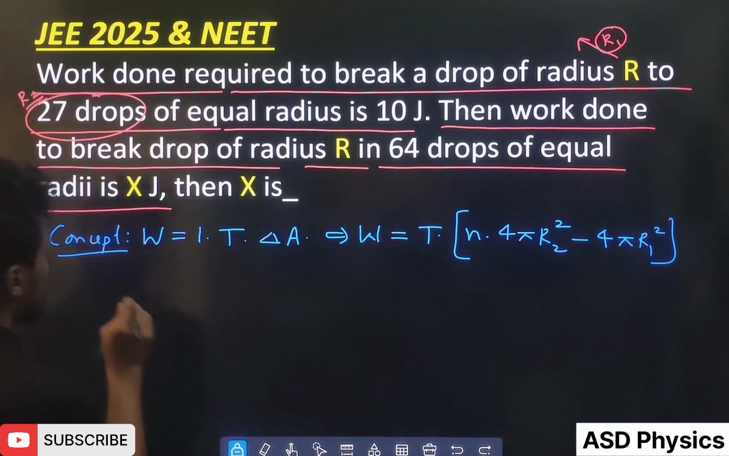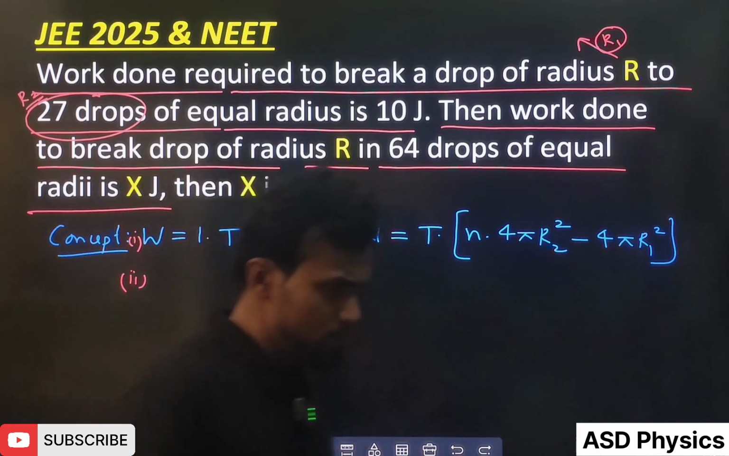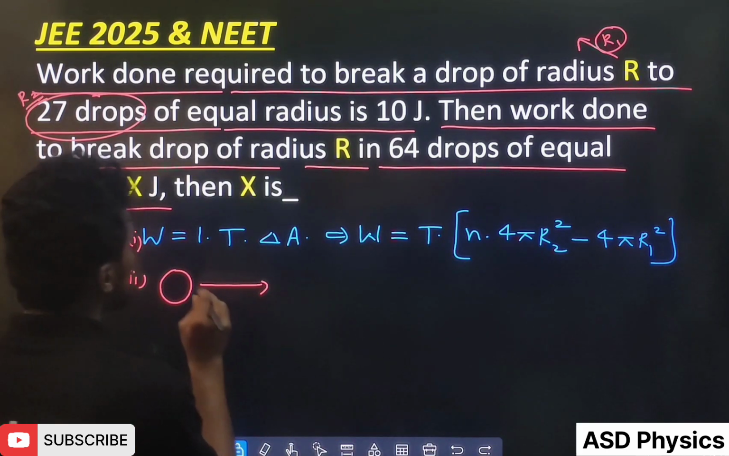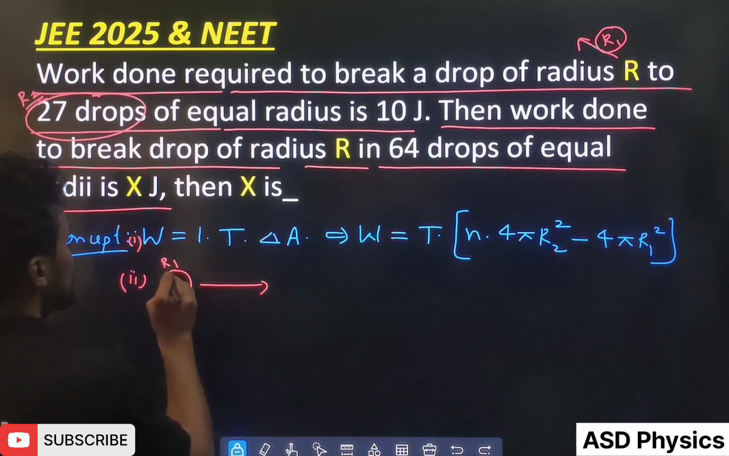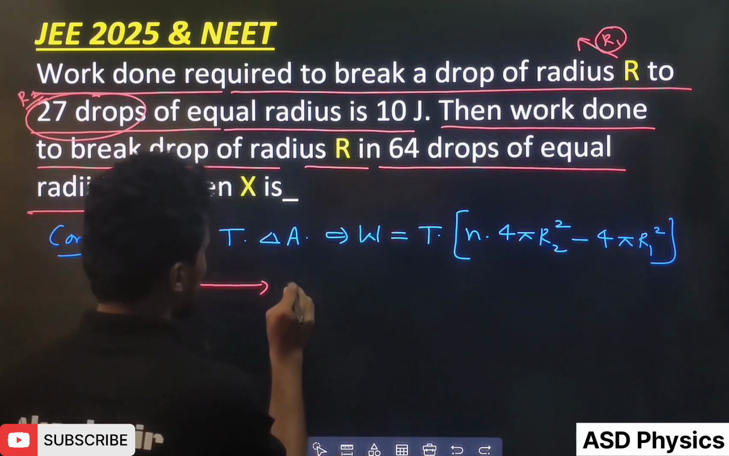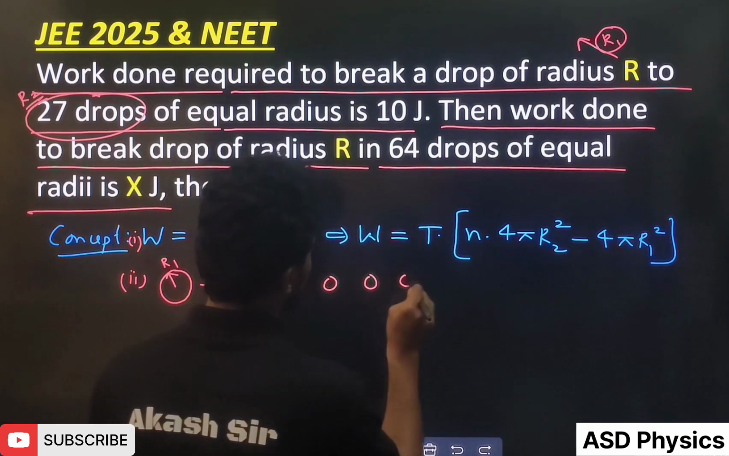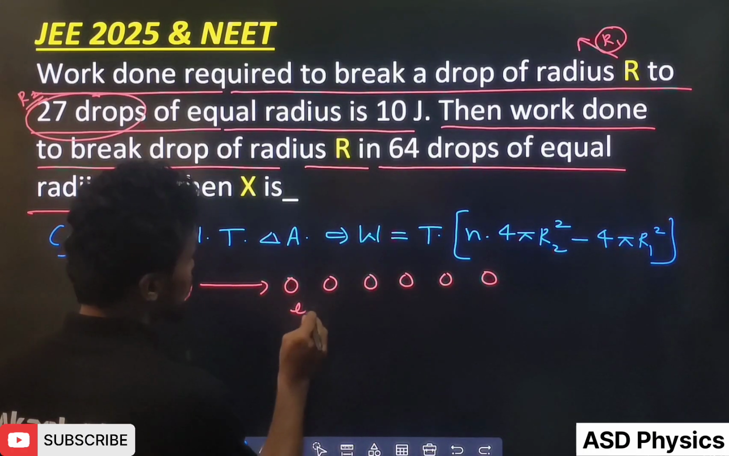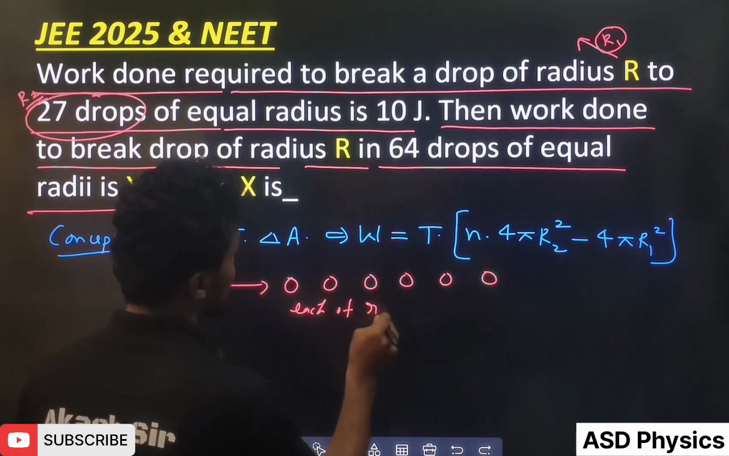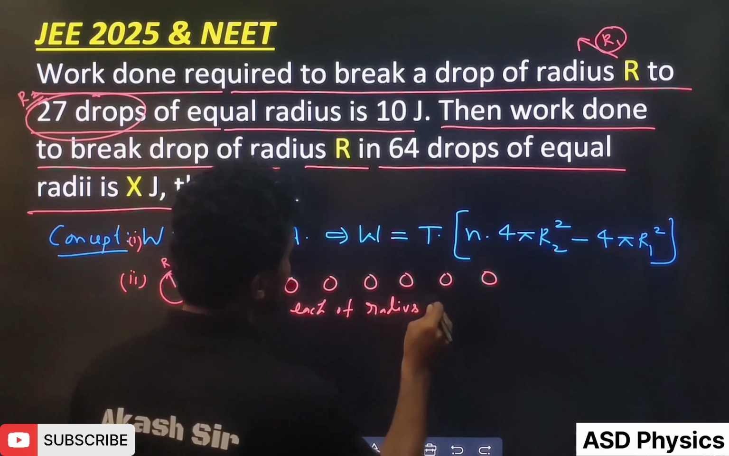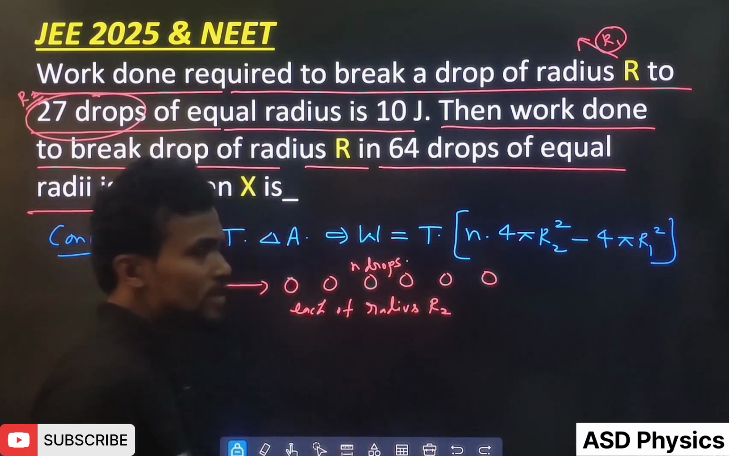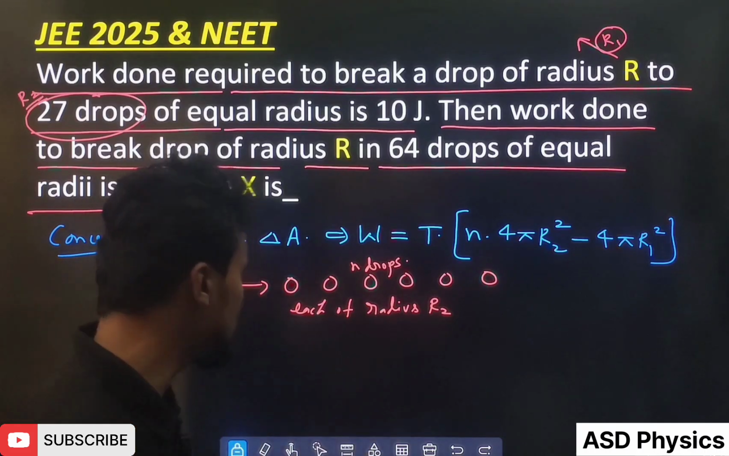After that students, one more concept. This was concept one. Second one: when the bigger drop breaks into smaller drops, let's take the bigger drop of radius r1, going to break into multiple small drops, each of radius r2. How many drops? Again I am telling, n drops are there. So you know very well the amount of the liquid will be the same.